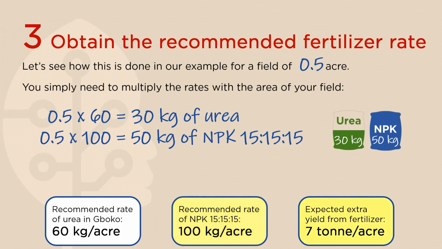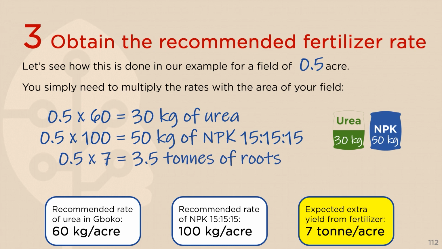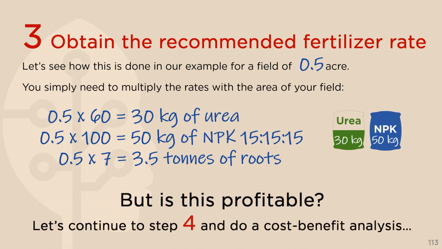And we can also calculate how much additional cassava roots we can expect to produce. 0.5 acre times 7 tons per acre equals 3.5 tons. We can expect to harvest an additional 3.5 tons of cassava roots from our field of half an acre. We now know how much fertilizer to apply and how much additional cassava roots we can expect to produce. But is this profitable? To answer this, we need to do a cost-benefit analysis.